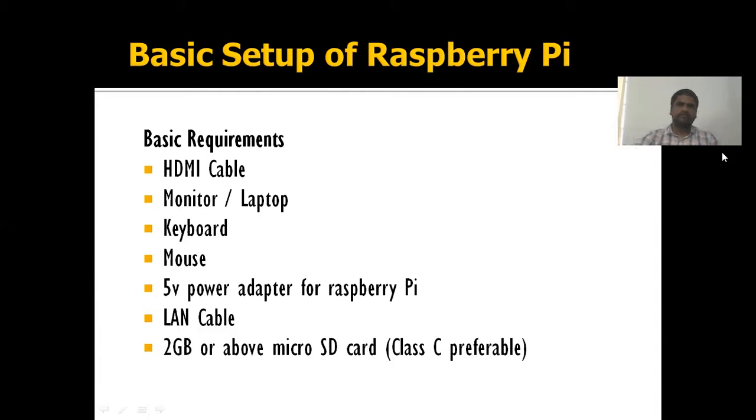And next, this is a 16 GB SD card. In this SD card, we are going to install our Raspberry Pi operating system, that is Raspberry Pi OS.